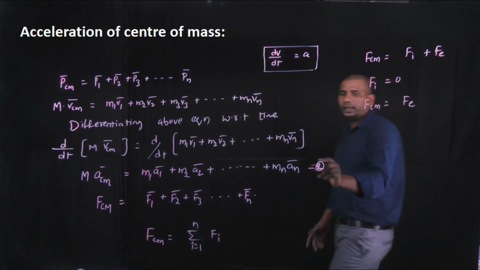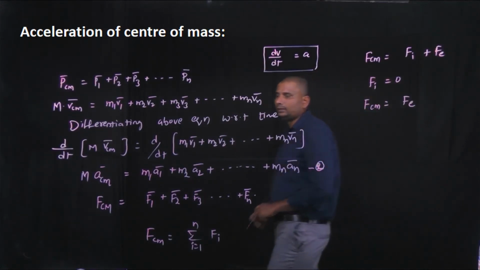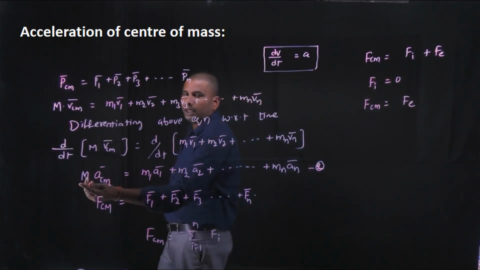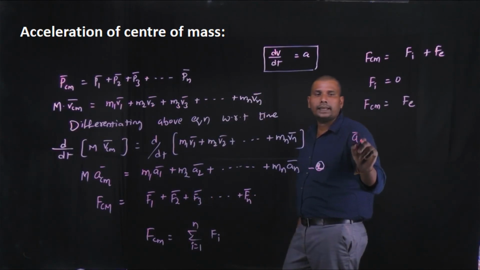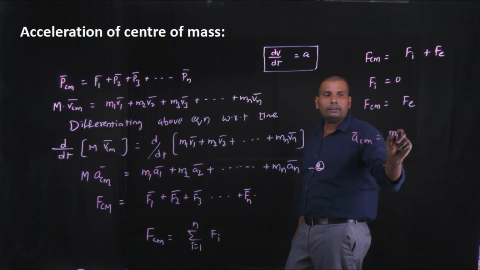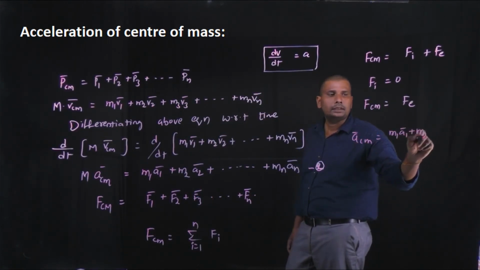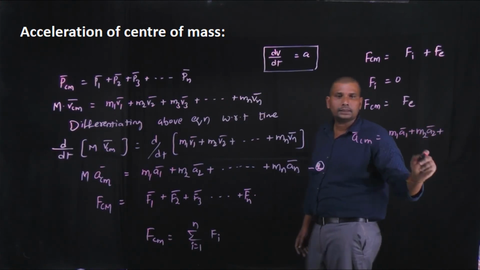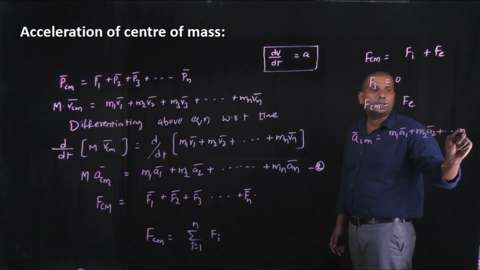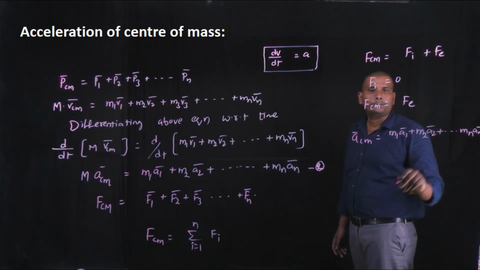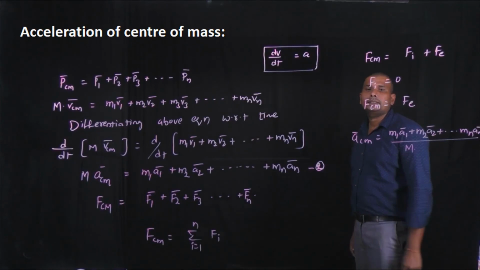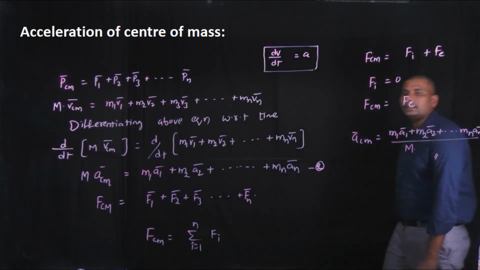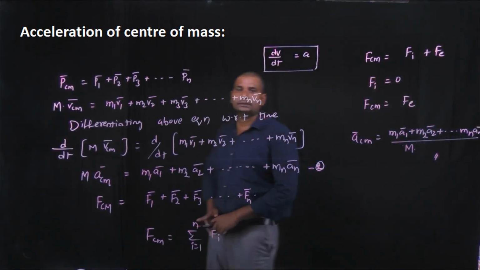Equation 2 can be written as, here there is a mass multiplied with the acceleration of center of mass. Taking it to the RHS, we can write the acceleration of center of mass as m1 a1 bar plus m2 a2 bar plus and so on plus mn an bar by the total mass of the system. This is the expression for the acceleration of the center of mass.